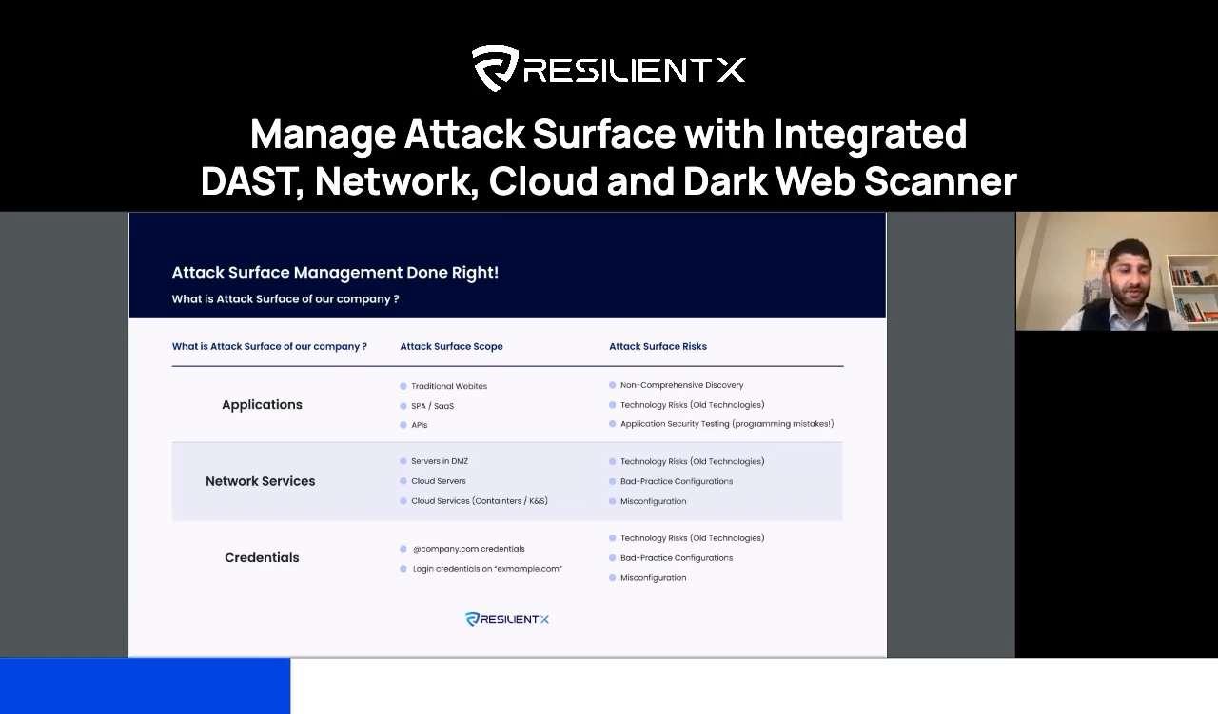On the other hand, we have network services. We mentioned that for network services we are also talking about cloud services, servers, and on-premise services that we have in our house, and they're exposed to the internet. And of course, there are always risks associated with these network services, such as technological risk: which services are not patched, are not well configured, and we haven't put the right configuration.